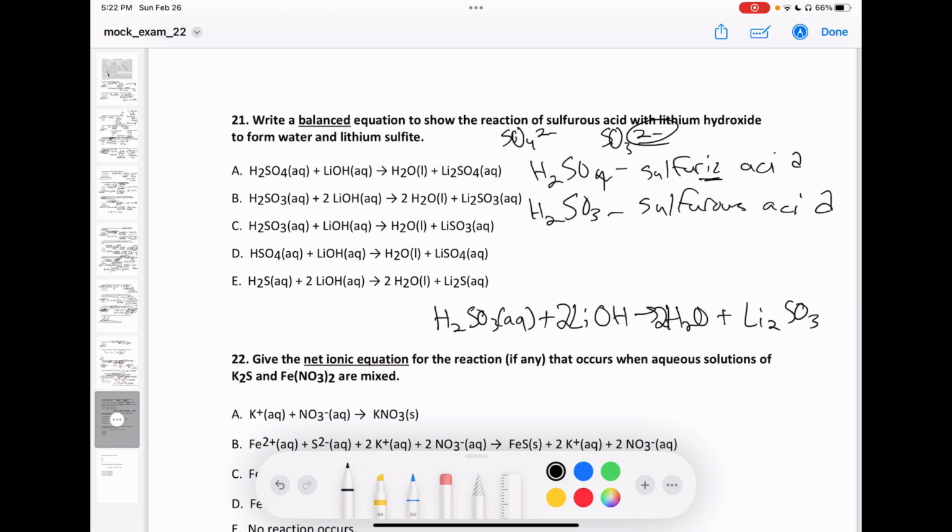So that's the same number of lithiums on both sides, the same number of hydrogens on both sides, and also the same number of sulfites on both sides. And then we look at, oh yeah, we're good, because we also have 2 oxygens, the lone oxygens that aren't in the polyatomic ions. So then it's just 1, 2, 1, 2 for the coefficients, which is answer choice B. Cool.